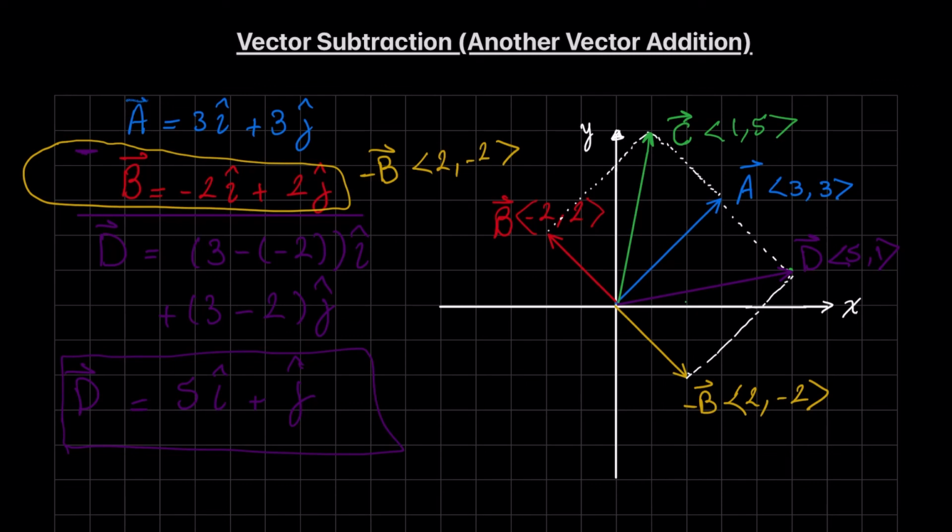And as you can see here, using the parallelogram technique, we can see that indeed the correct location for D is (5, 1). So we can go ahead and add up vectors two at a time and add as many vectors as we like using this process.